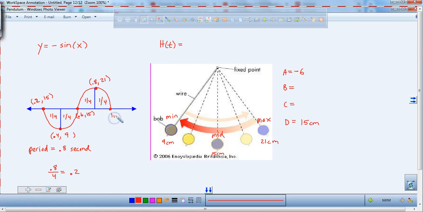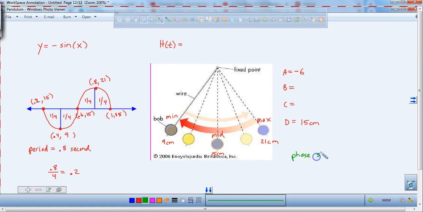And then finally, at 1 second, it's back to the midline at 15 centimeters. All right. So what we're going to be looking for when we eventually type this into Desmos is to make sure all of these points line up. Now there is a phase shift, and that phase shift is going to be pretty important because this graph did not start at 0, 0. It started at 0.2, comma 15.